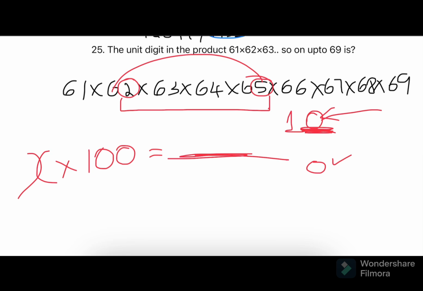Therefore, the product here must end with 0, meaning the unit digit of the given series product must be equal to 0. Right?